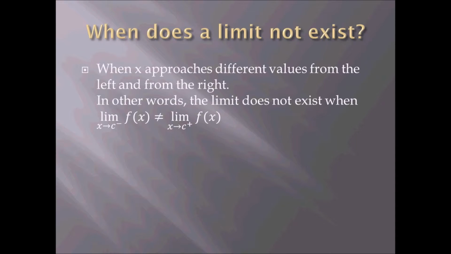Okay, so when does a limit not exist? When x approaches different values from the left and from the right, the limit does not exist. Or in other words, the limit does not exist when the limit of f of x as x approaches c negative is not equal to the limit of f of x as x approaches c positive.